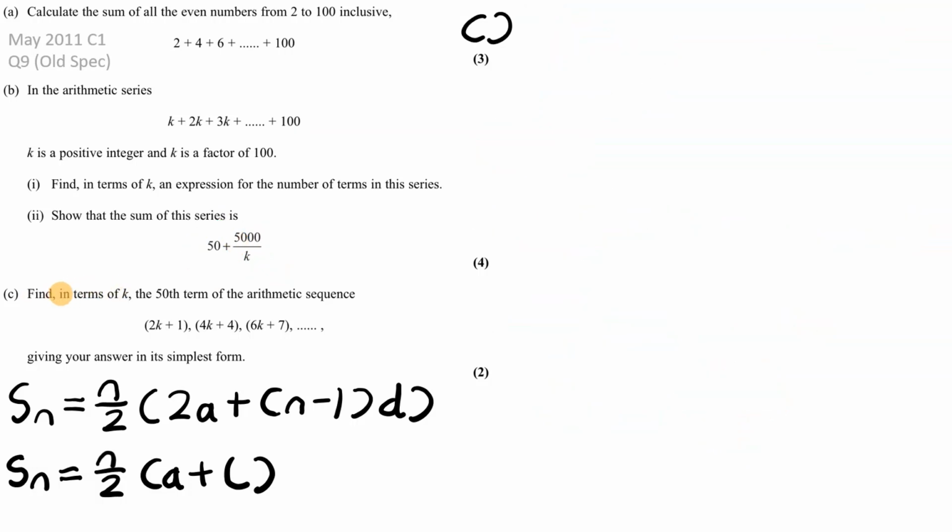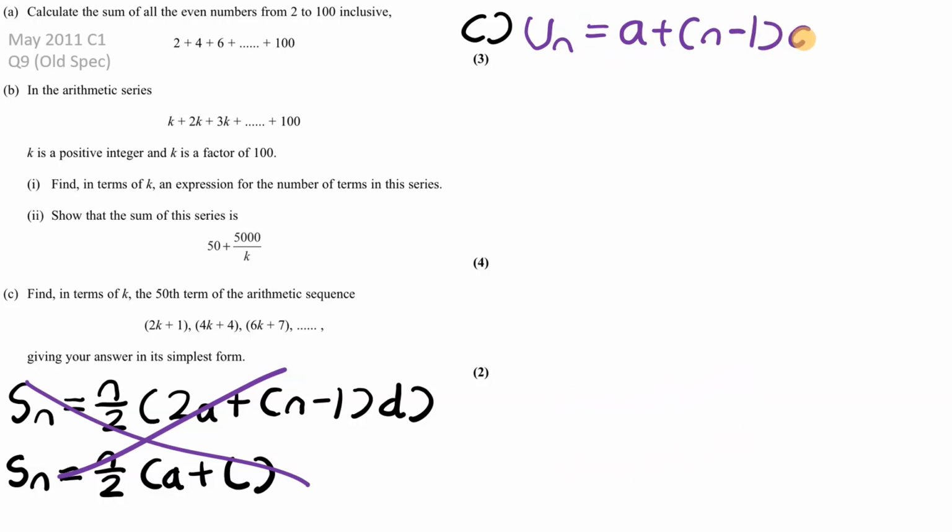Okay, and then for part C, we need to find in terms of k the 50th term of the arithmetic sequence, this here, 2k plus 1, 4k plus 4, 6k plus 7, giving our answer in its simplest form. Now, this is a sequence, it's not a series, so we're not worrying about Sn here. We're going to use the formula for Un, which is a plus (n minus 1)d, like this here.